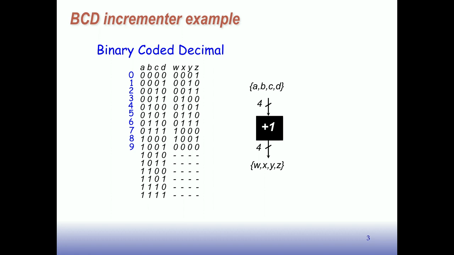Now, this is the truth table, and there's actually 4 functions here. There's 1 function for each output, so we need to derive 4 different functions in order to implement the circuit here, because it has 4 outputs.